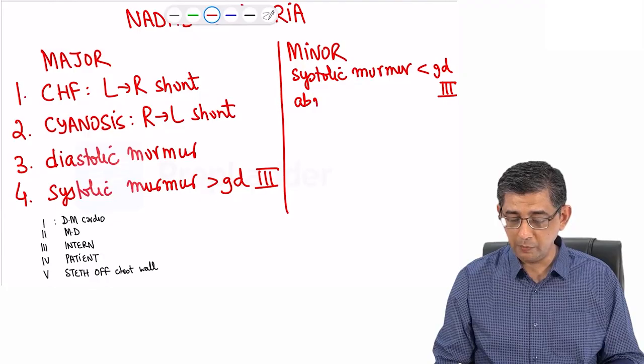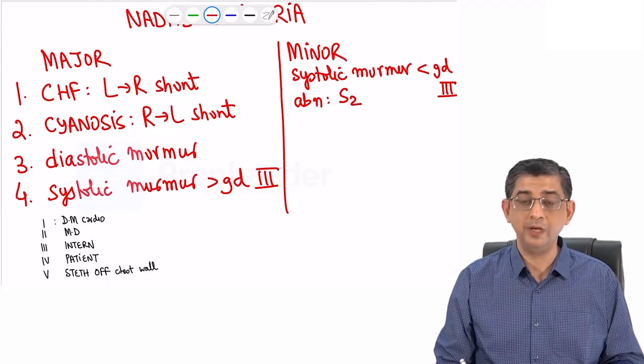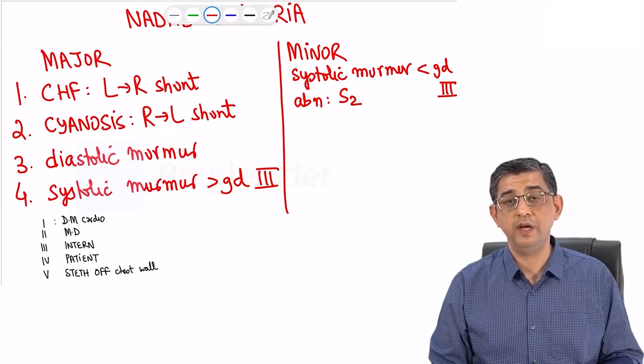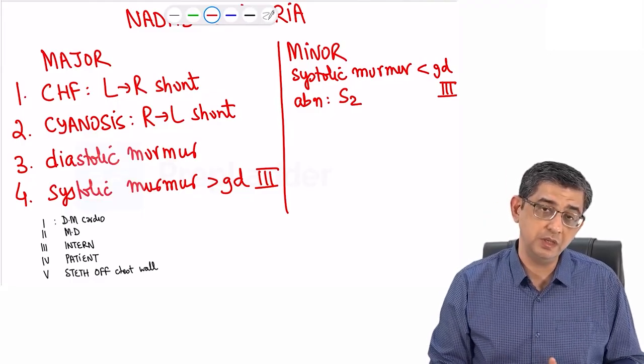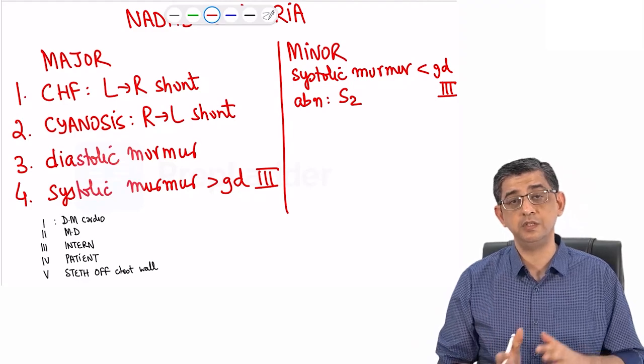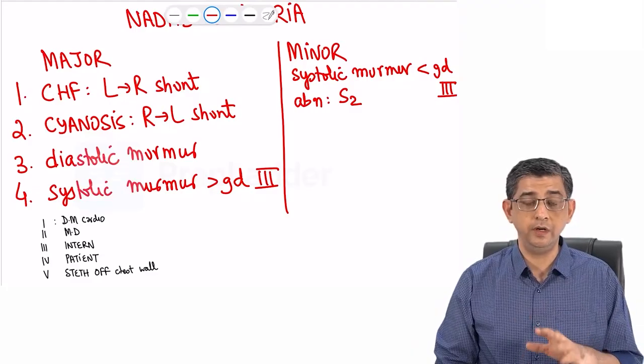Now you will notice the word abnormal coming up again and again. The first abnormality that I want to bring to your notice is if I say wide fixed split second heart sound. I've told you wide fixed split second heart sound is a feature that is seen in ASD. Wide variable split is a feature seen with VSD. Or if I say single S2, P2 is not heard, only A2 is heard.